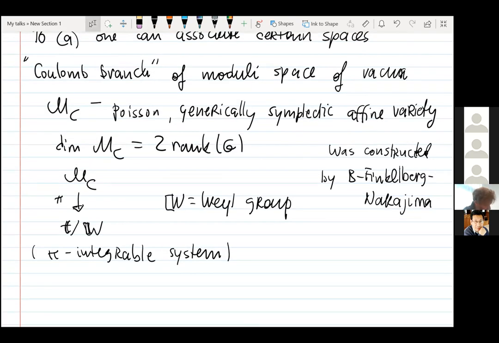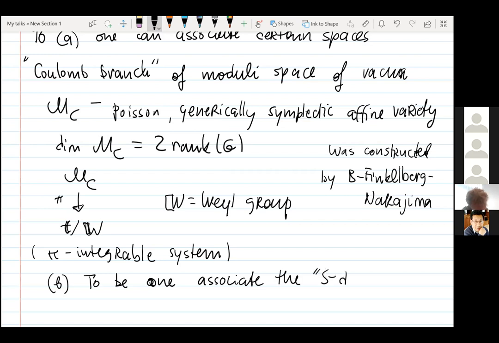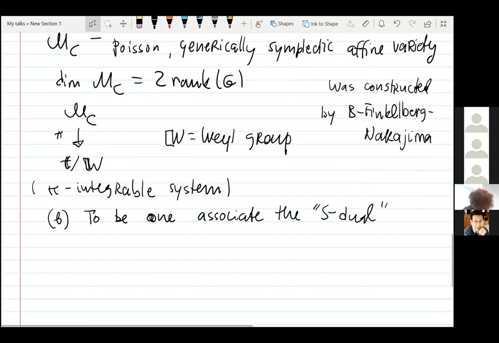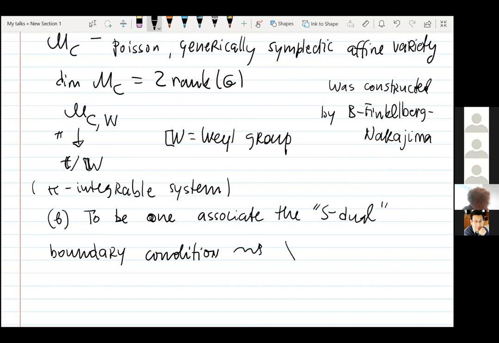But before I do this, and this is actually related, let me also talk about B. To B one can associate, first of all, in physics language, the S-dual boundary condition. Let me call it MCW, to stress that it depends on W. And to that one should be able to associate a certain space. Let me call it XW.